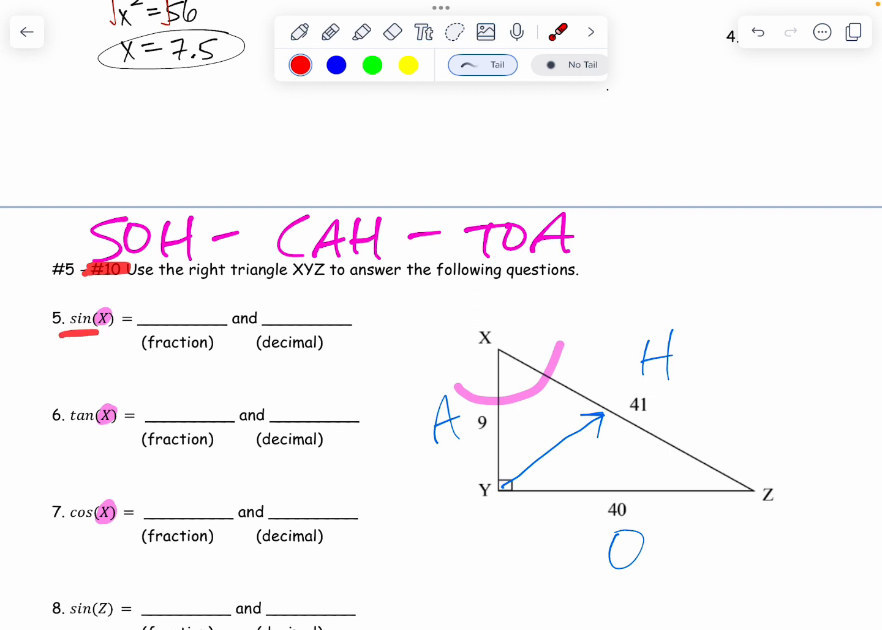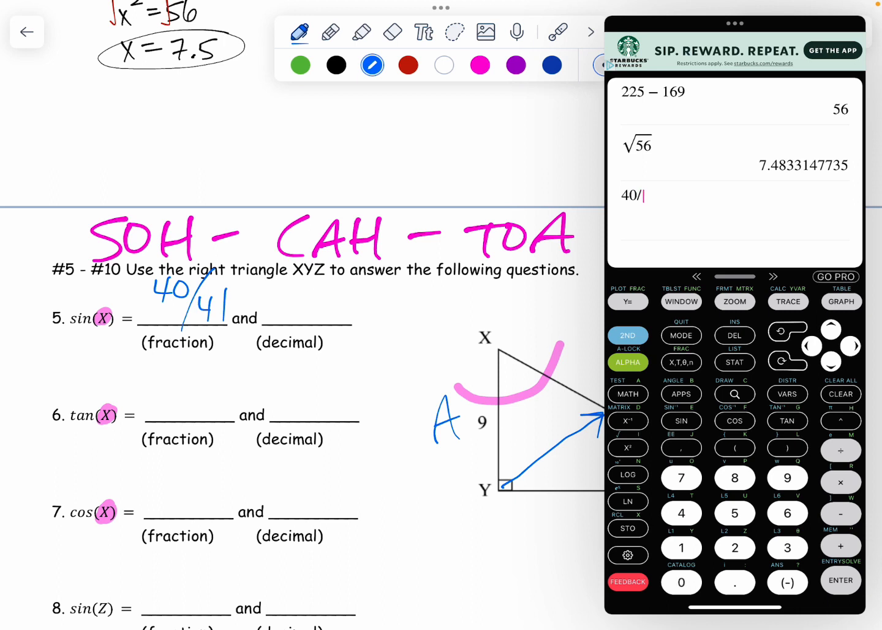So for sine of X, the S for sine tells me to look right here. That's the same S as it is for sine. And the sine ratio is the O divided by the H. So what's the O? Oh, it's 40. So I'm going to put 40. And what is the H? It is 41. So I'm going to put 41. And it asked me for a decimal also, so I'm going to do 40 divided by 41, enter, and it's 0.9756. How many places do I round that to? It doesn't really matter. If you're concerned, then just use a couple decimal places. That would round to 0.98.